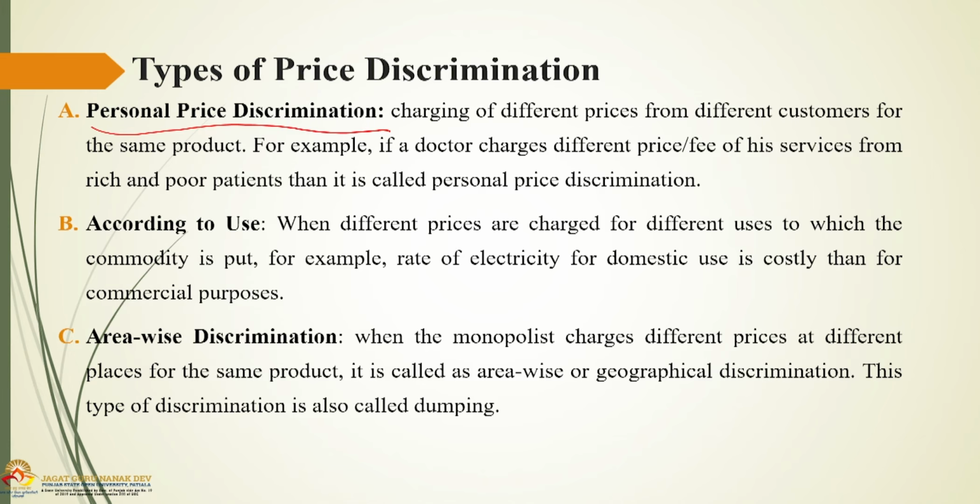Then there is area-wise discrimination. When the monopolist charges different prices at different places for the same product, that is known as area-wise or geographical discrimination. This type of discrimination is called dumping. For example, in the domestic market a seller is charging one price, but in the foreign market the seller is charging a different price. That can be because, for example, in the domestic market the seller has monopoly, but in the foreign market the seller is facing a perfect competition kind of situation or some other kind of situation.